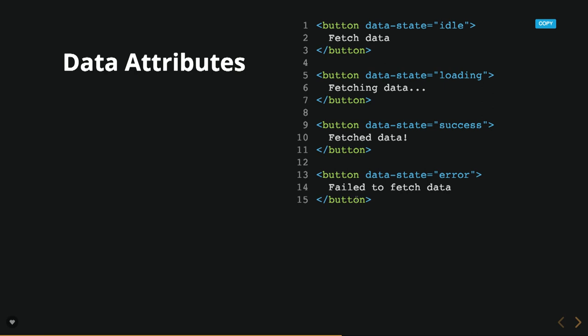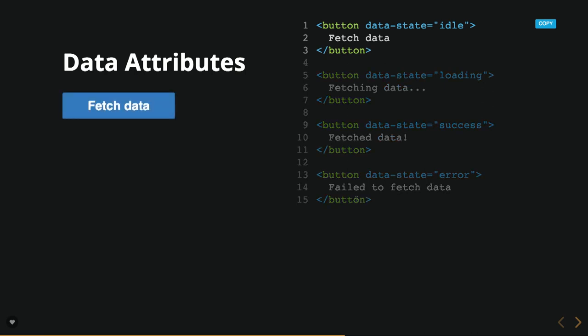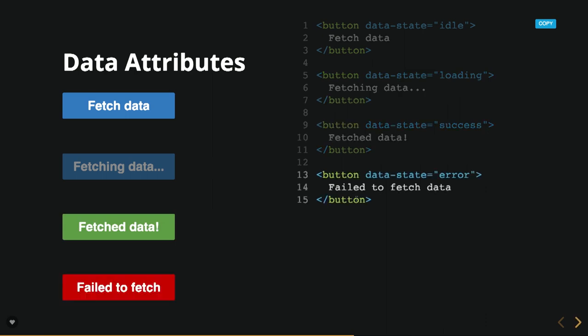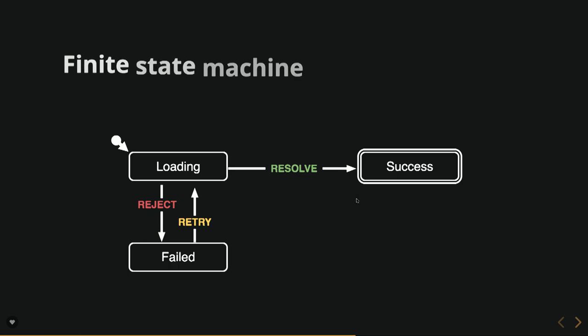With data states, we're no longer polluting our class names or anything with extra states for styling, and we can no longer reach that impossible state of having something be both success and error, or loading, or disabled and not disabled. So you can represent each of your different states in that single data state attribute.